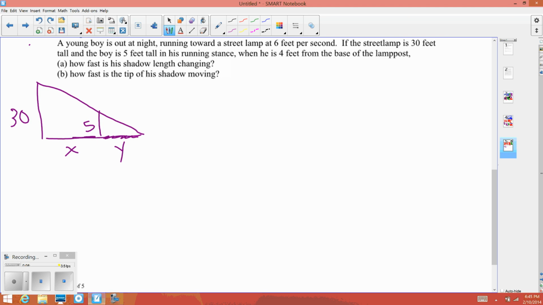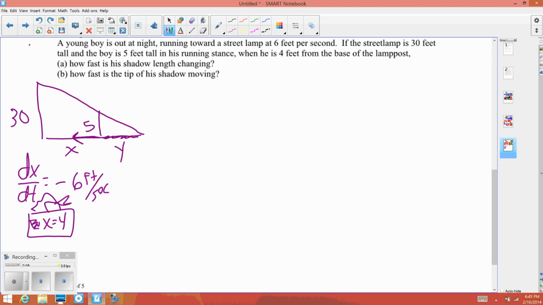Now the boy is running towards the street lamp. And he's running at a rate, so dx/dt, he's getting closer, so it's decreasing. That distance is decreasing: -6 feet per second. And we're talking about the snapshot moment when x is 4. Okay, so we have our snapshot moment.